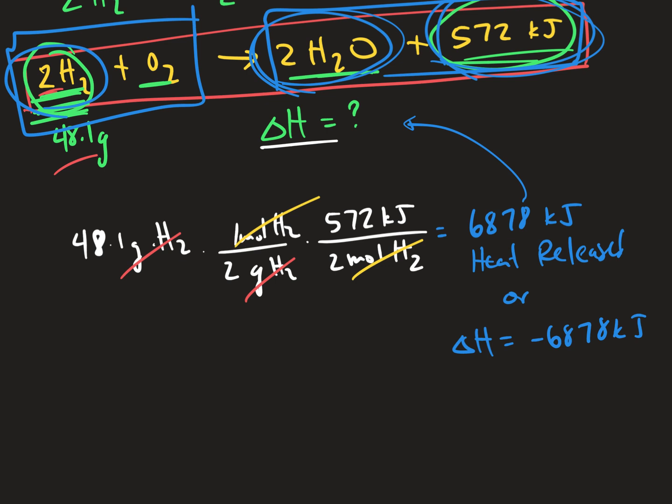And so if the test asks how much heat is released, then we don't care about the negative sign, do we? That's our answer. That's how much heat is released. We don't say a negative heat is released, because that doesn't make any sense, right? But if it says, what is the delta H, then we would say negative 6878 kilojoules. That tells us it's released. Does that make sense?